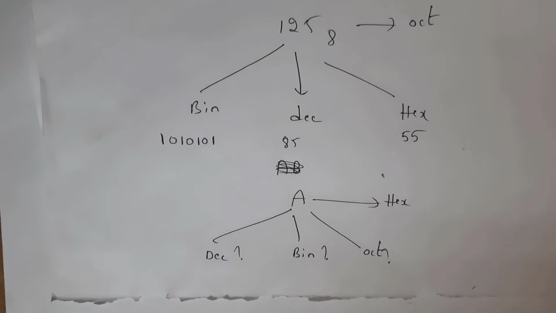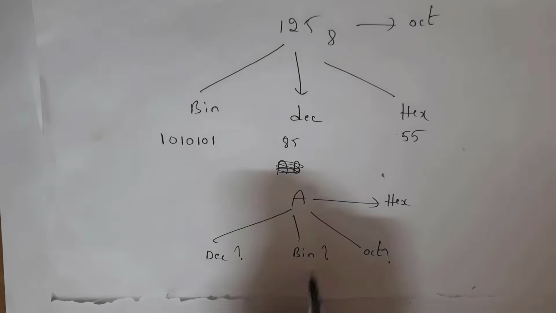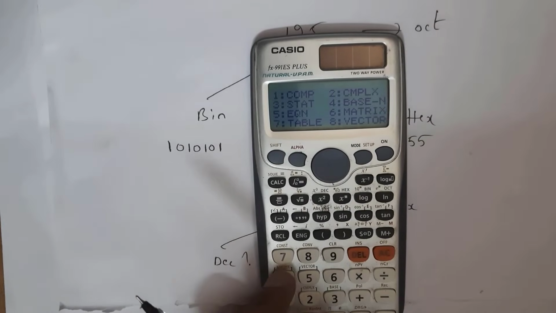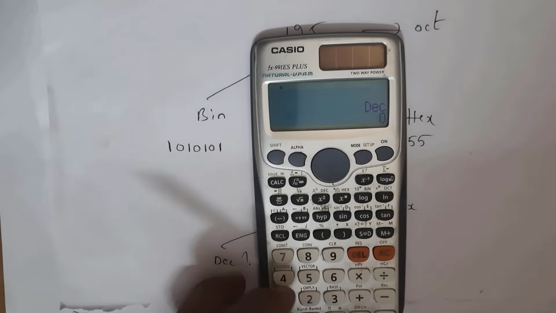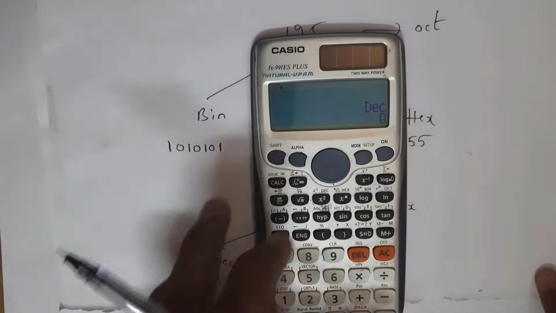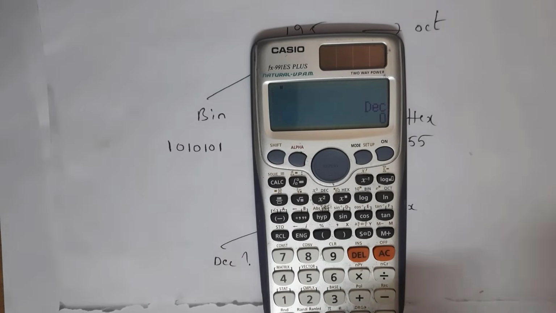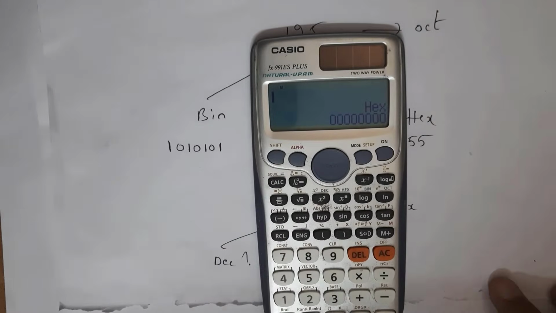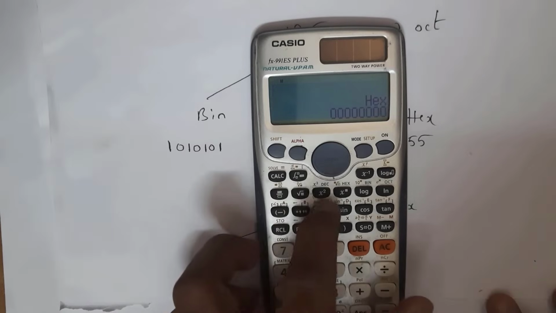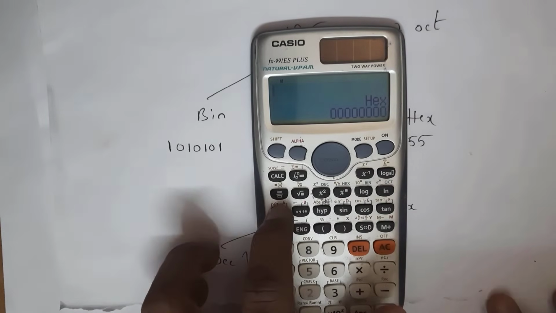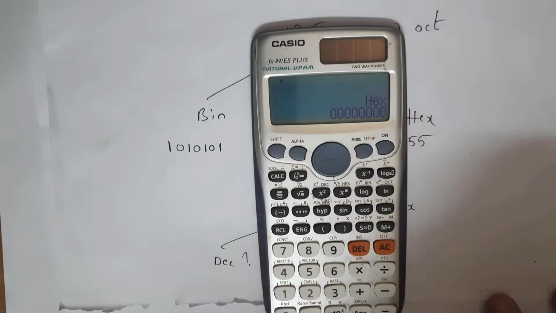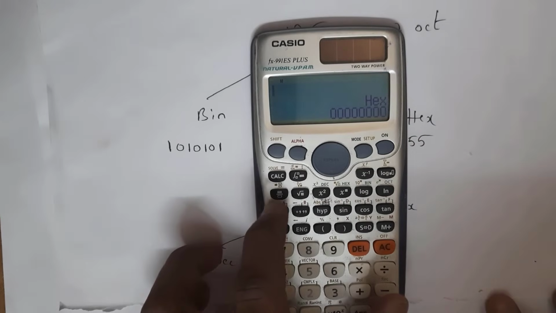Next I will explain how to convert hexadecimal value A into decimal, binary and octal. First click on mode, select option 4, that is base n. Here by default you will see decimal. Here you need to select hexadecimal because you want to convert hexadecimal number. So click on hexadecimal. Here you can see alphabets A, B, C, D, E, F, where A means 10, B means 11, C means 12, D means 13, E means 14 and F means 15.